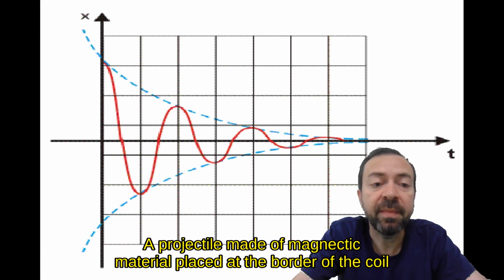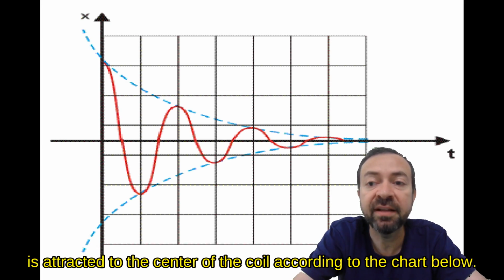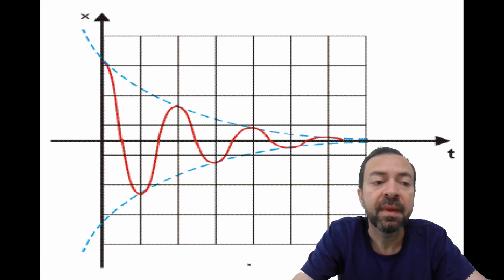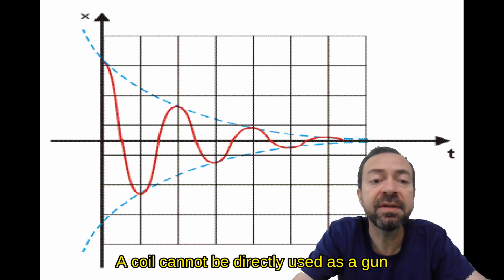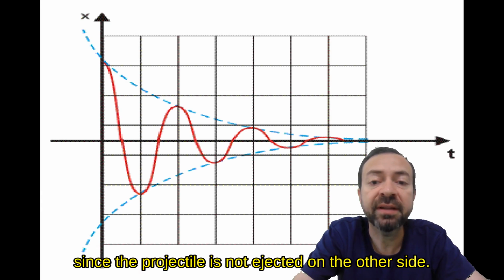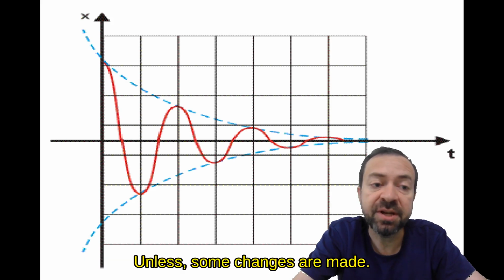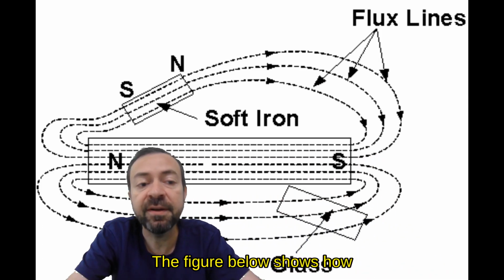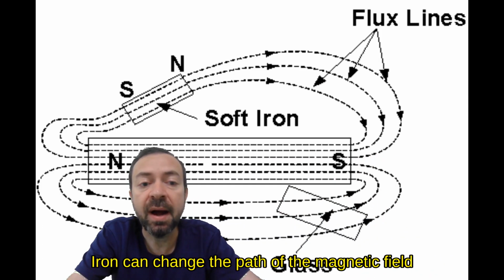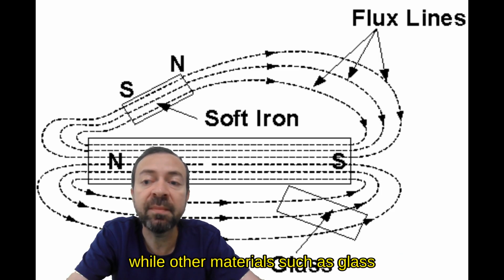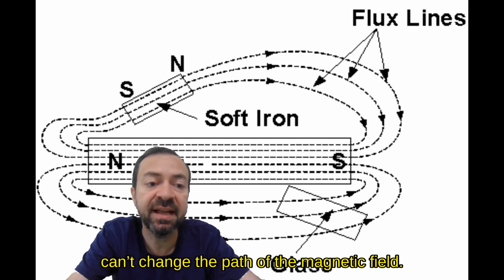A projectile made of magnetic material placed at the border of the coil is attracted to the center of the coil according to the chart below. A coil cannot be directly used as a gun since the projectile is not ejected on the other side, unless some changes are made. The figure below shows how iron can change the path of the magnetic field while other materials such as glass can't change the path of the magnetic field.